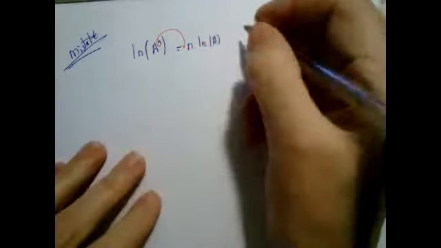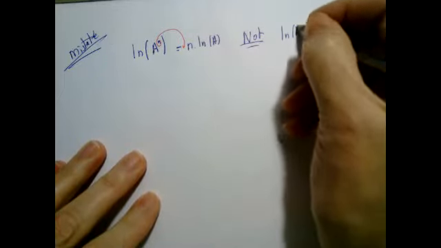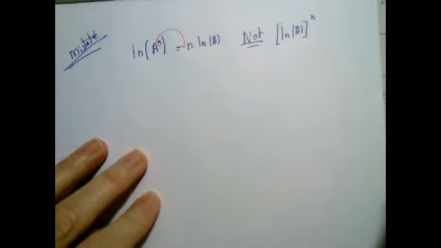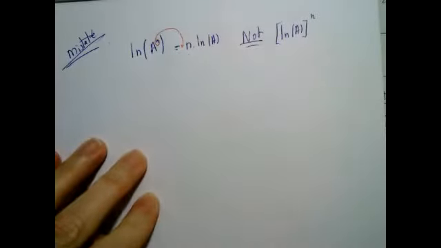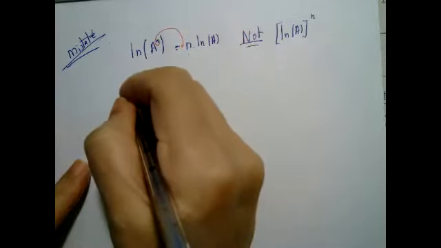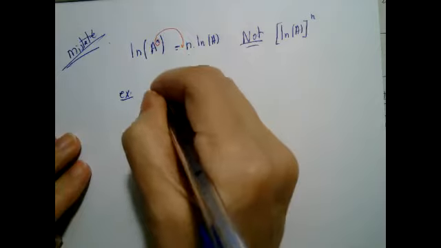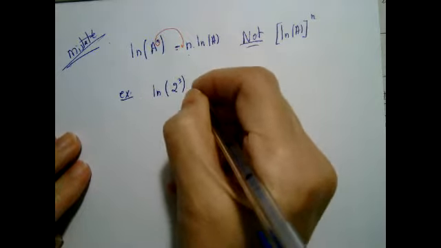What it's not, which is what I saw, is that you take the whole expression and raise it to the power n. That's the mistake that showed up. You take the n and you bring it down and you multiply by ln of a. So what do I mean by that? Suppose I have ln of 2 to the power 3, for example.